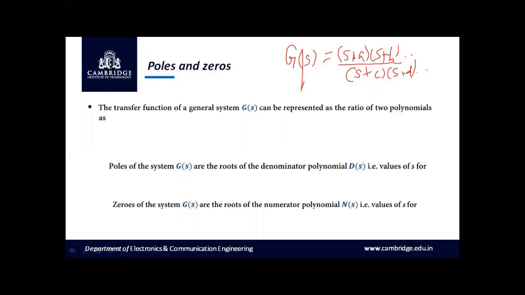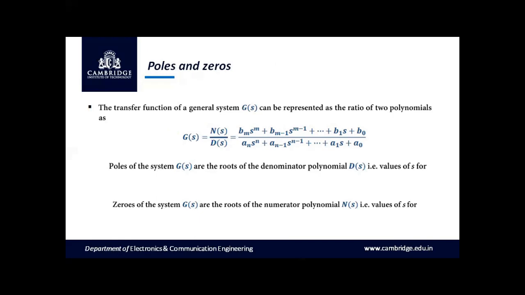Also, G of S can be represented in terms of a polynomial, which is given by G of S equal to N of S divided by D of S, is equal to Bm s to the power m plus Bm minus 1 s to the power m minus 1 and so on towards B1 s plus B0, the whole divided by An s to the power n plus An minus 1 s to the power n minus 1 and so on towards A1 s plus A0. With respect to module 2, we have represented G of S in terms of pole zero format, whereas in this case, we are representing G of S in the form of a polynomial.